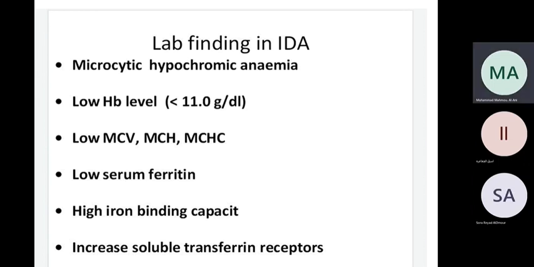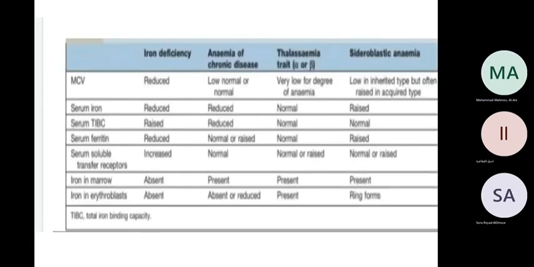If you have any question, just raise your hand, please. This slide is from Davidson, which is the textbook. Next year you are going to read it. You can see in a patient with iron deficiency anemia, mean corpuscular volume is reduced, serum iron reduced, total iron binding capacity decreased, serum ferritin reduced, soluble transferrin receptors increased. Iron in the bone marrow is absent, iron in the erythrocyte is absent.